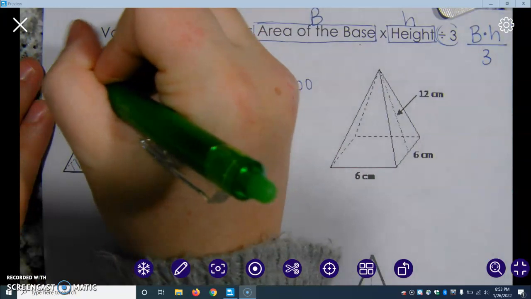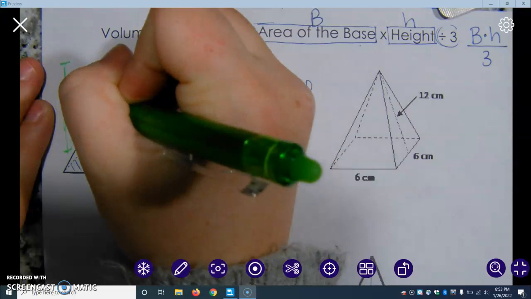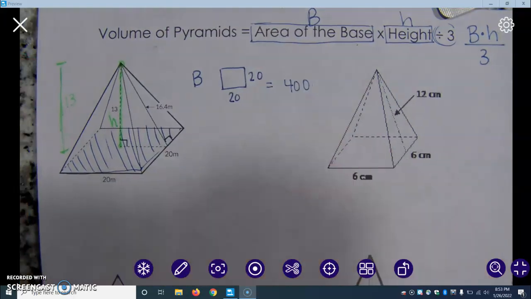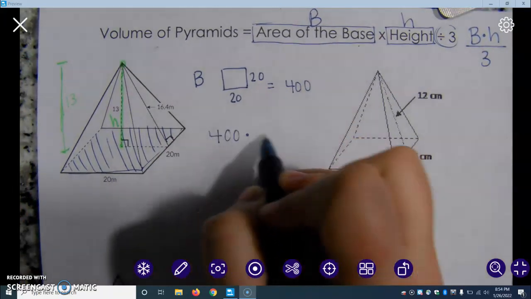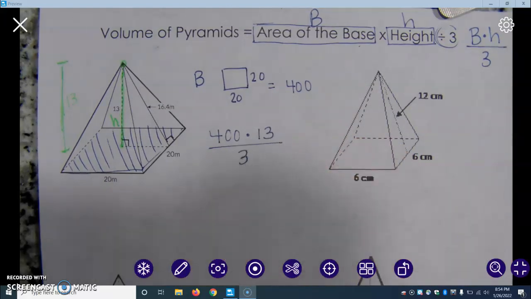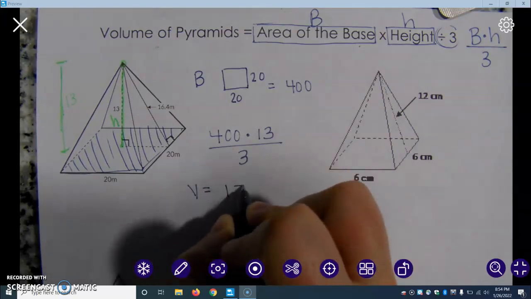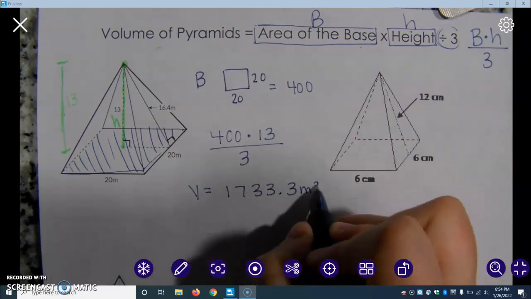Now sometimes you might see it on the side over like this. There'll be like an extra line on the side. Sometimes they show you the height that way. So I'm going to be doing the area of my base, which was 400, times 13, and then divide that by 3. And that will give me the volume of this pyramid. So 400 times 13, and then divide that answer by 3. So the volume of this one is 1,733.3, and that would be meters cubed.